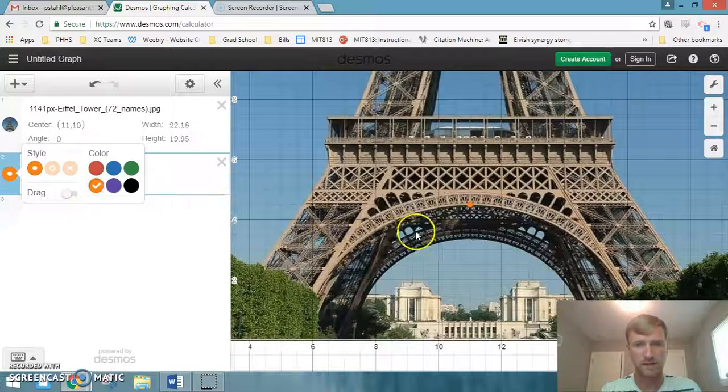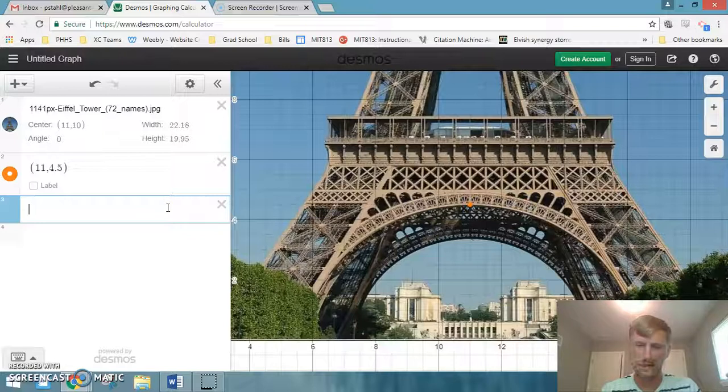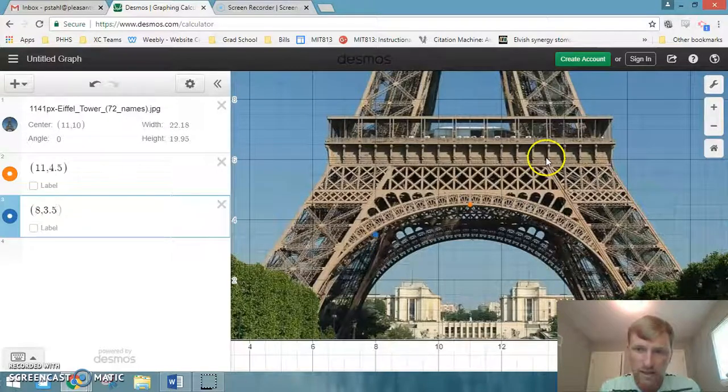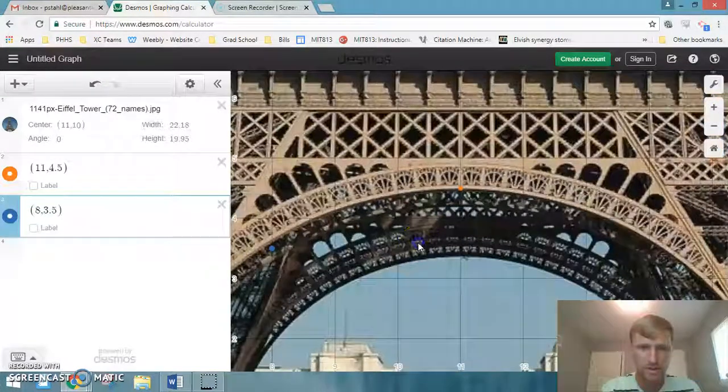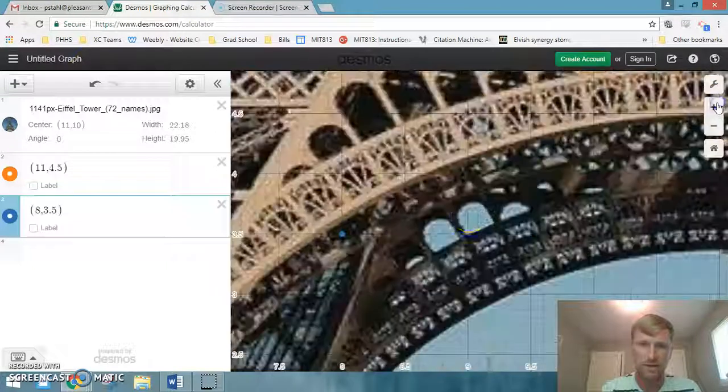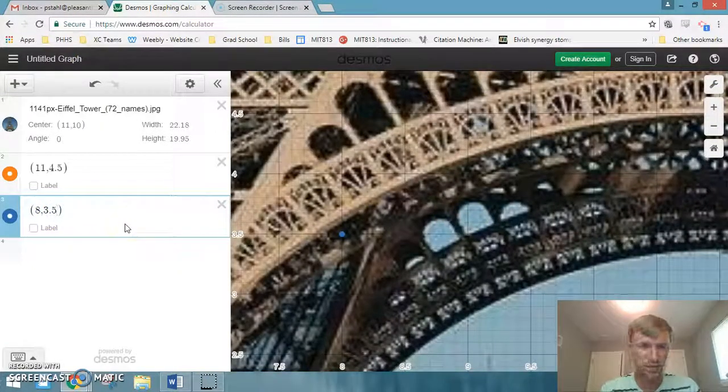Next, I wanted to find a point somewhere on the parabola. So I started at 8 and then guessed 3.5. And that was close, but I wanted to get it right onto the beam. So I switched it to 3.6 and then got it a little closer, going 3.65, and that put me on the highlight of the beam.